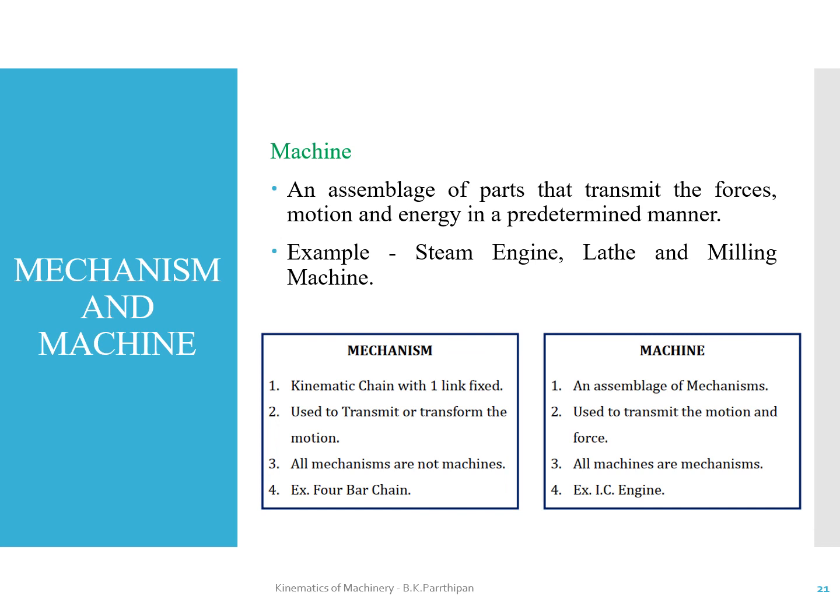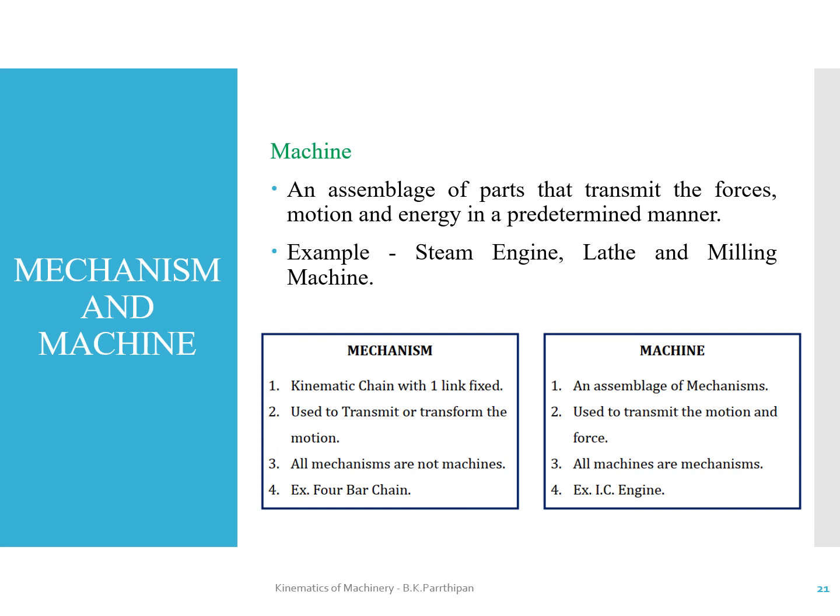Mechanism is used to transmit the motion, but machine is used to transmit forces. Keep in mind, all mechanisms are not machines, but at the same time, all machines are mechanisms. Example for mechanism is 4-bar chain, and the example for machine is IC engine.